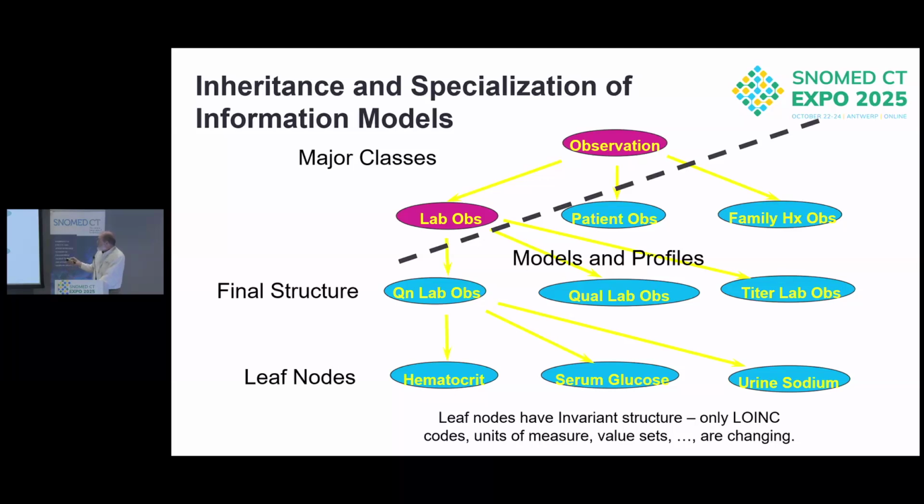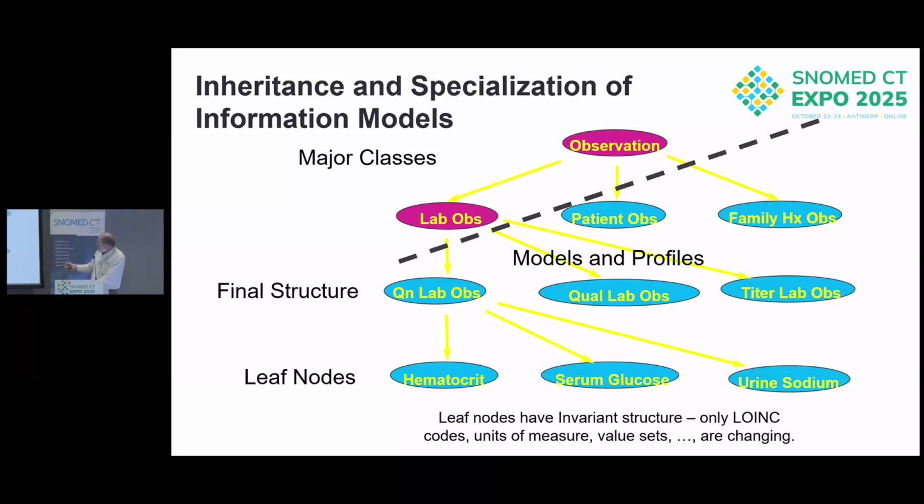And then there's valuable inheritance that goes on, where you have a major class like observation. It has a set of attributes that are there. There's specialization that goes on to say, this is now a laboratory observation. And then there's specialization to say there's quantitative lab, there's qualitative lab, there's titered lab, there's nominal kind of outputs, et cetera. And then you get specialization to say this is a hematocrit or a serum glucose or a urine sodium.